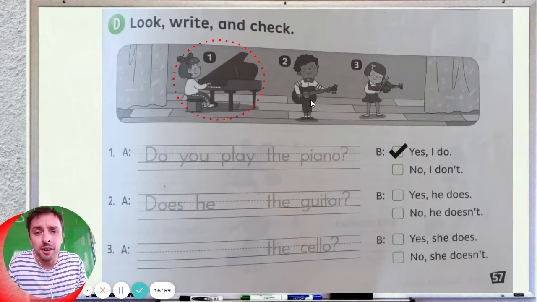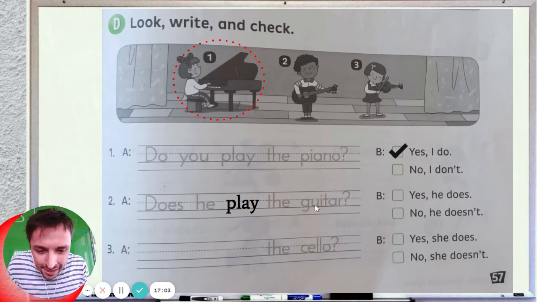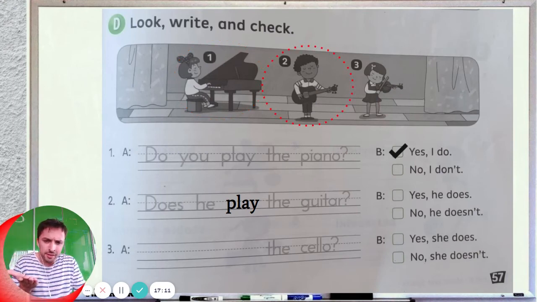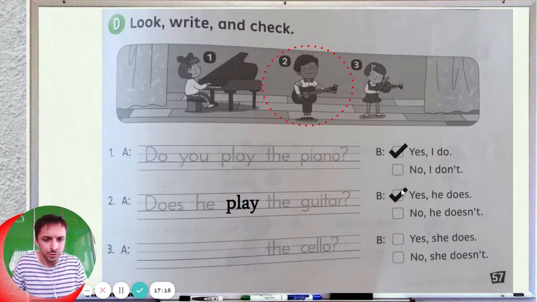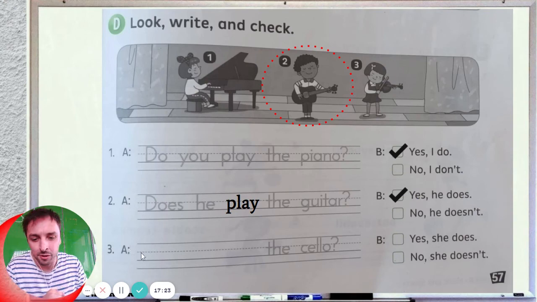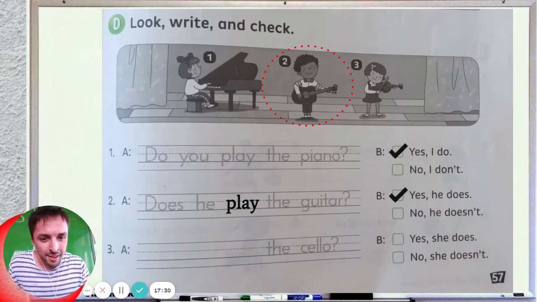That's right, you play. Does he play the guitar? Well, let's look. Does he play the guitar? Yes or no? That's right. Yes, he does. So we check. Yes, he does. Okay, now can you do question number 3 by yourself? Okay, fill in the missing words and tick the box with the right answer.